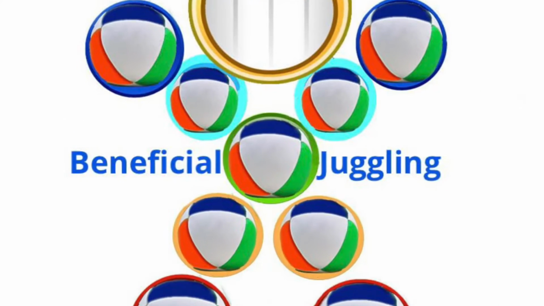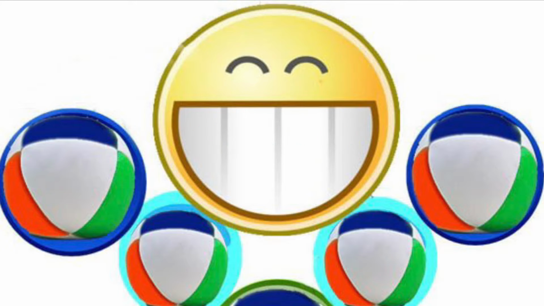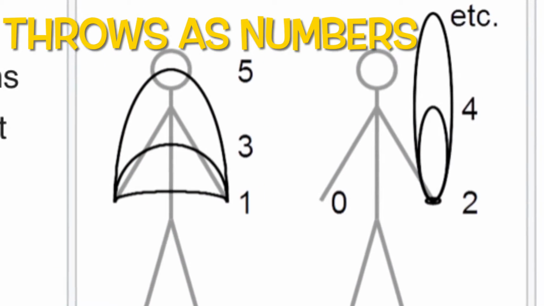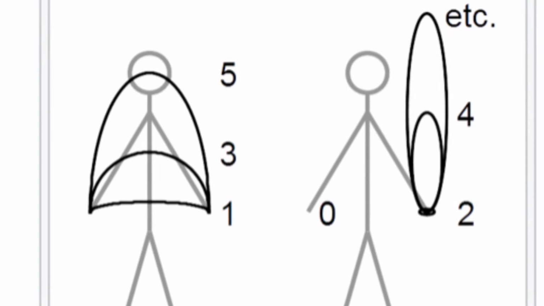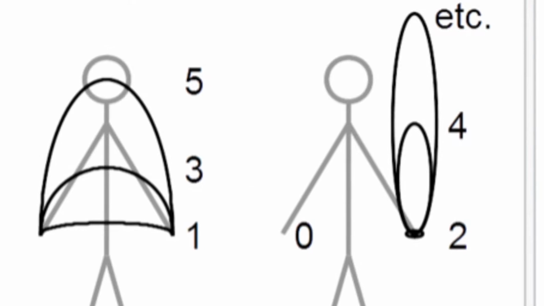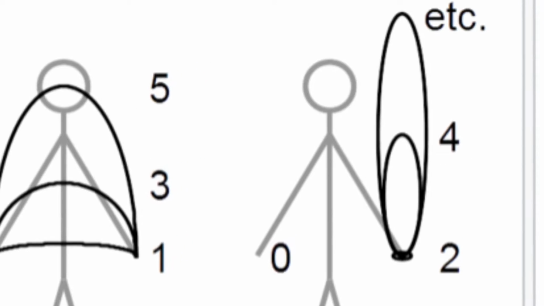Beneficial Juggling presents Siteswap. Siteswap is the process of naming throws as numbers. Take a look at this picture. The even numbers stay isolated in one hand, while the odd numbers go across between your hands.